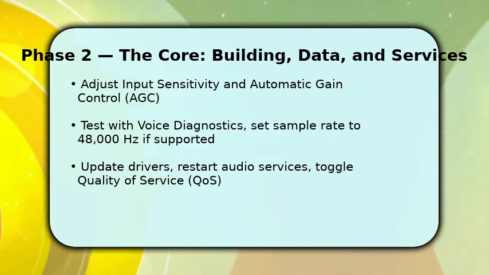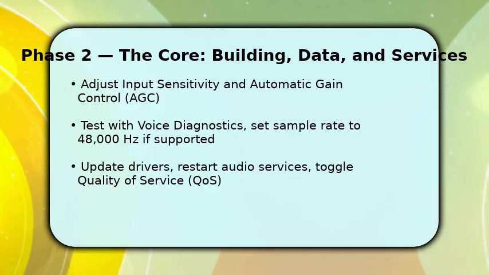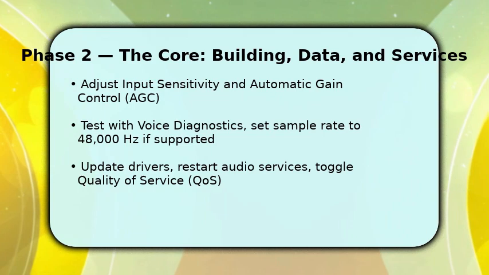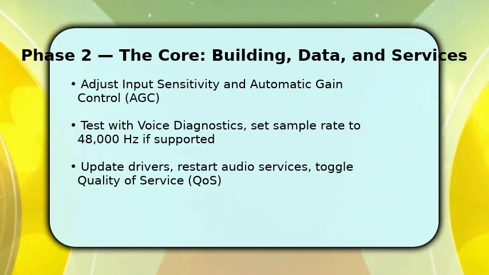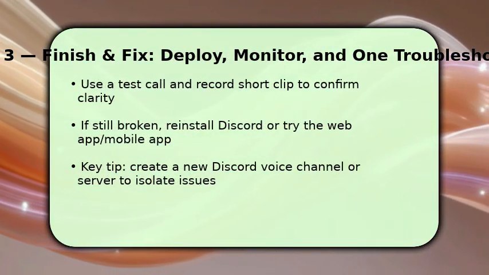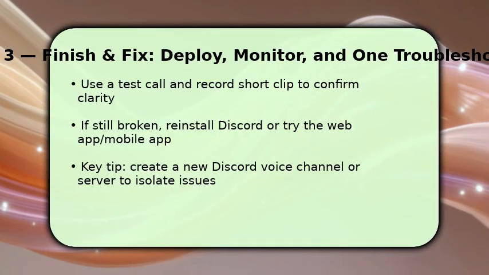If latency or packet loss appears, toggle Discord's quality of service setting. Sometimes enabling helps, sometimes disabling avoids router conflicts. Test both. To finish, perform a test call and record a short clip so you can hear results objectively.